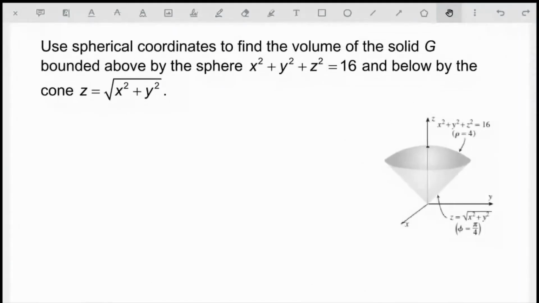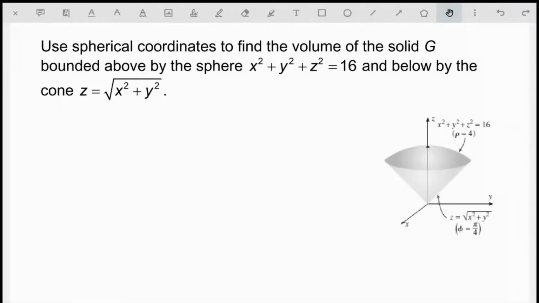All right, so let's take a look at another example here. So this one says, use spherical coordinates to find the volume of the solid G bounded above by the sphere x squared plus y squared plus z squared is 16, and below by the cone z is equal to the square root of x squared plus y squared.